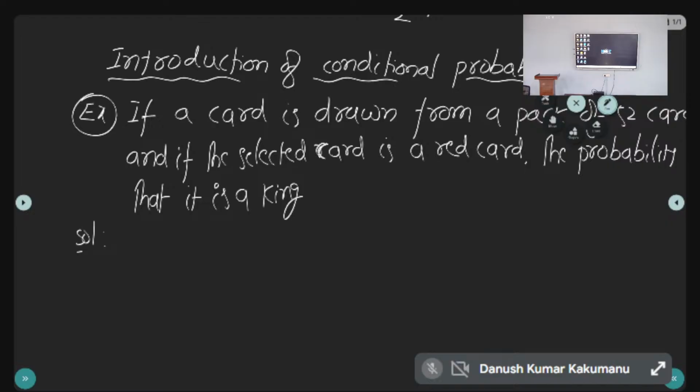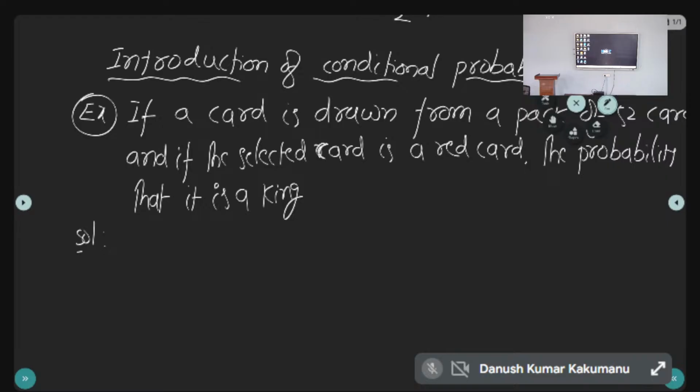A card is drawn from a pack of 52 cards. Out of 52 cards, we are drawing one card. And the card you have drawn is already a red card, the probability that it is a king. Generally, everyone is thinking, we are drawing one card among 52, so the denominator is 52C1, that is 52. That is correct, okay. But read that question carefully.